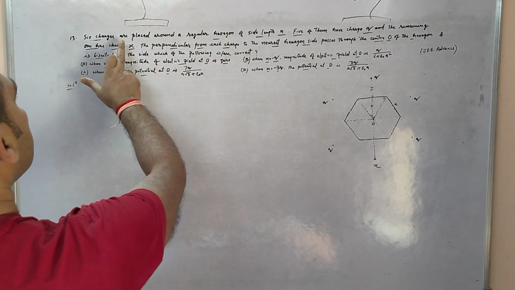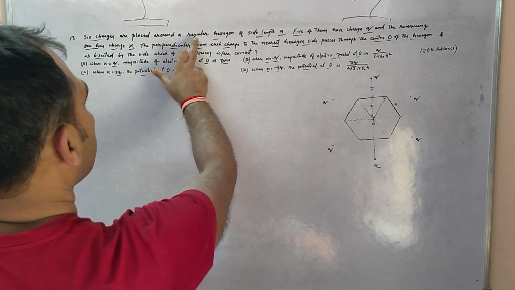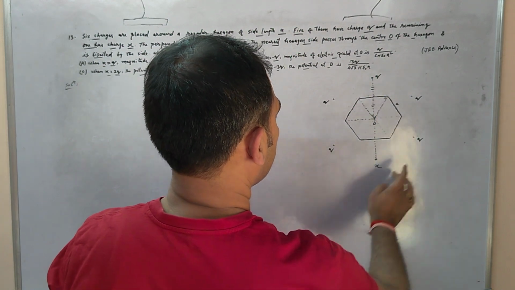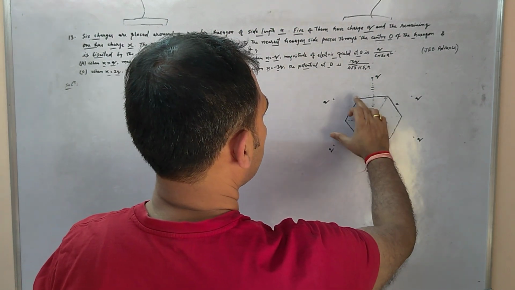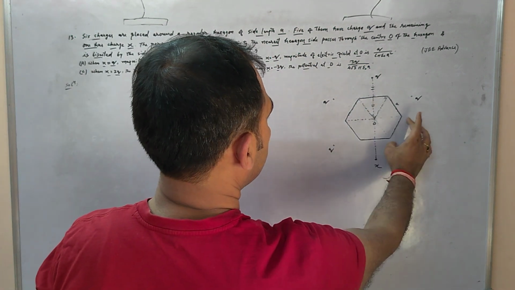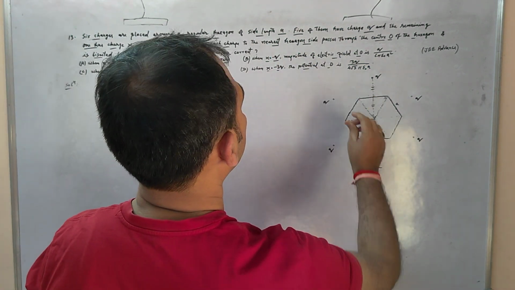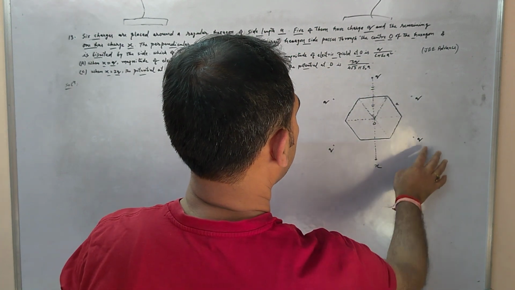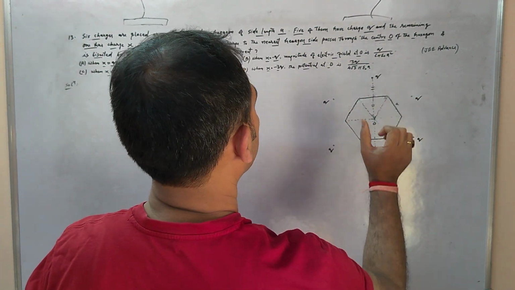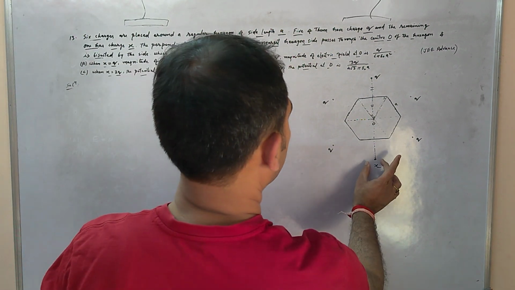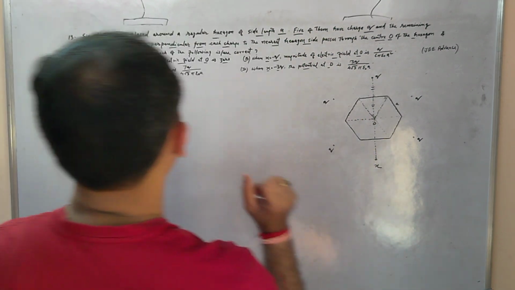6 charges are placed around a regular hexagon. These are 6 charges placed around this regular hexagon of side length A. Each side is of length A. 5 of them have charge Q, 1, 2, 3, 4, 5 have charge Q. The remaining one has charge X. This one has charge X.